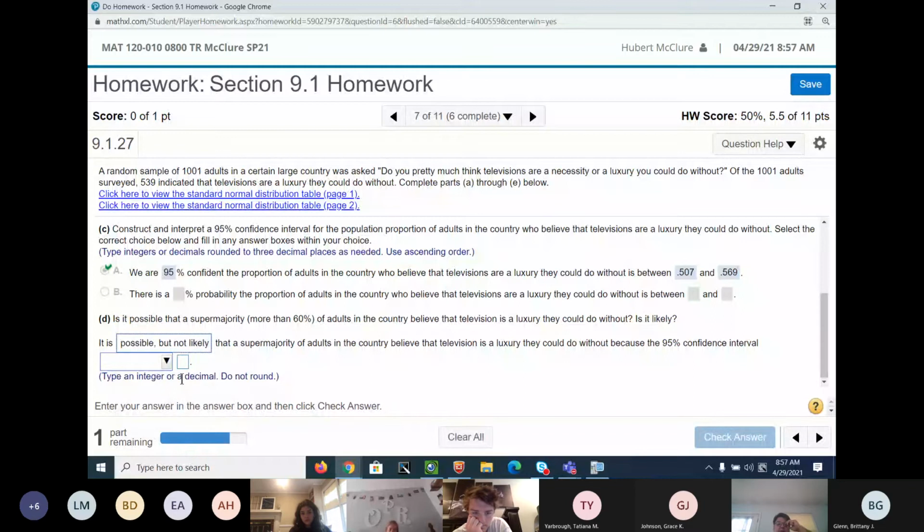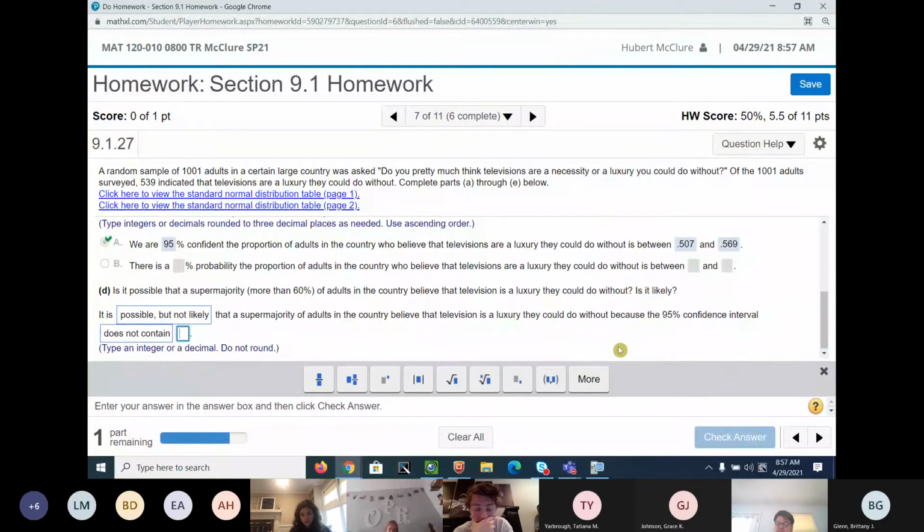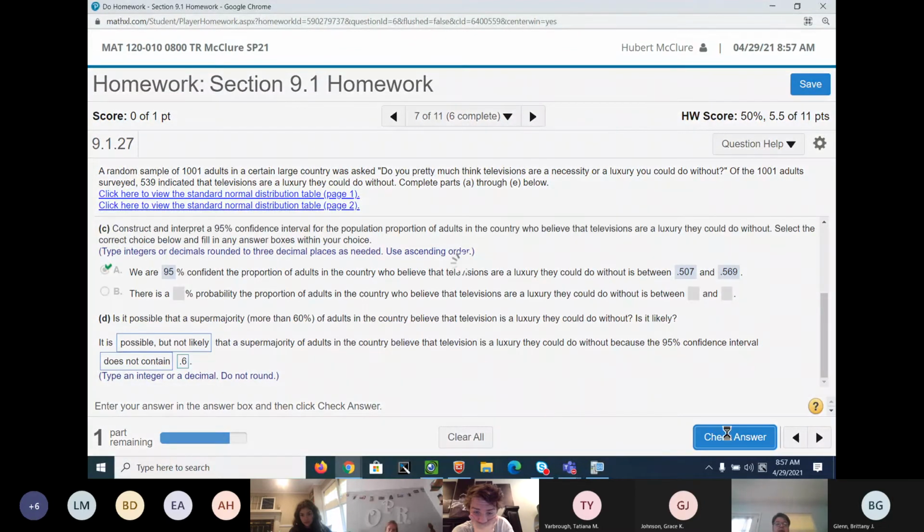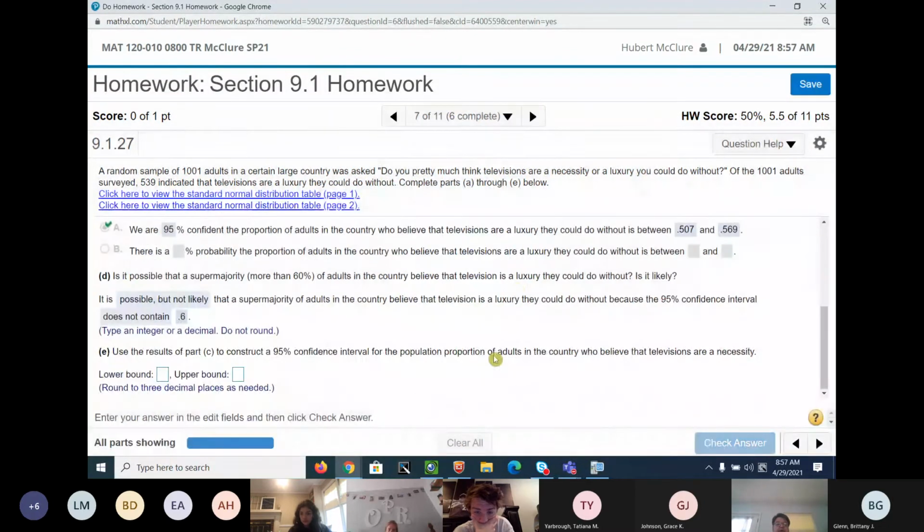that's a good statistical term. Because the confidence interval does not contain 0.6. Write that down, because that's a Philadelphia lawyer question. It's got to be between 0.51 and 0.57.